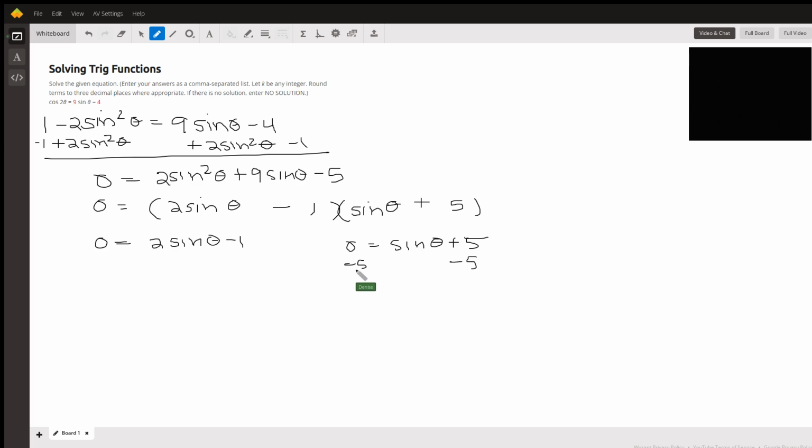Starting with this one, if I subtract 5 from each side, this actually gives me no solution because the range of sine has to be between -1 and 1, so -5 is not possible. Let's take a look at this one.